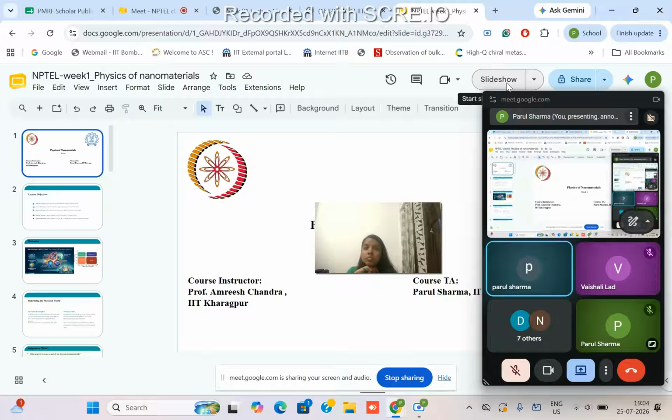So can someone tell the four fundamental principles of quantum confinement in nanomaterials? Just like I told. Okay, so four things.